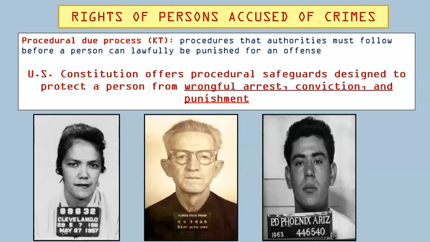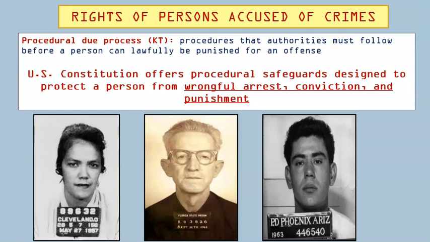Procedural due process is making sure that certain procedures are followed every time with regard to the person being accused. So procedures that authorities must follow before a person can lawfully be punished for an offense. So we talked about the writ of habeas corpus. So you have to be told why you're being held, and that's been a thing since the founding of our nation. And we took certain ideas and extended upon them.